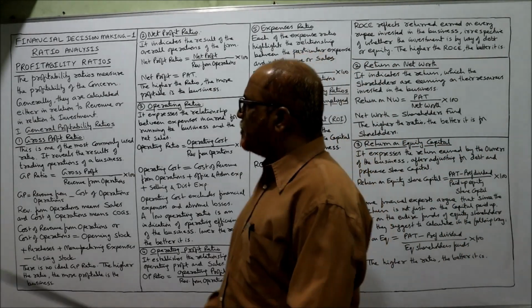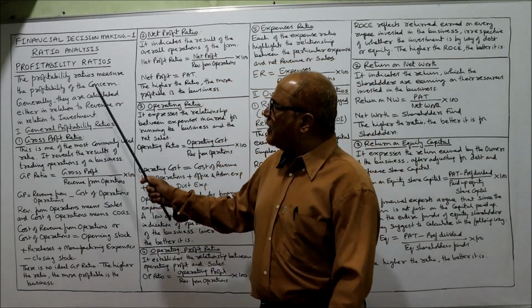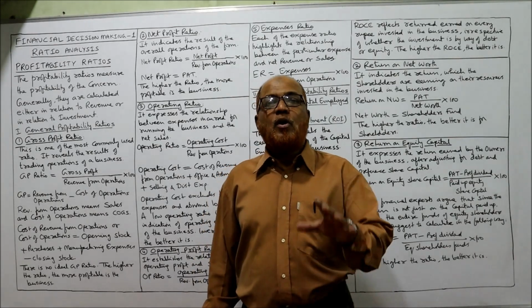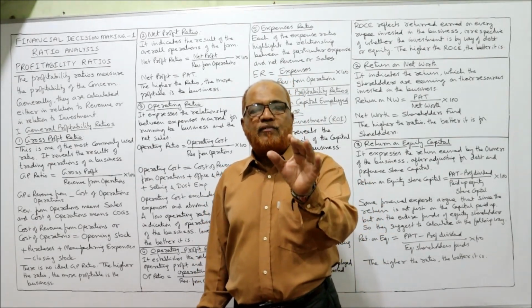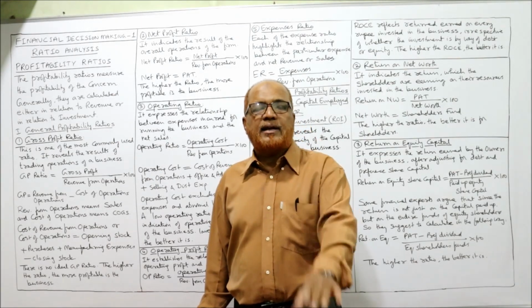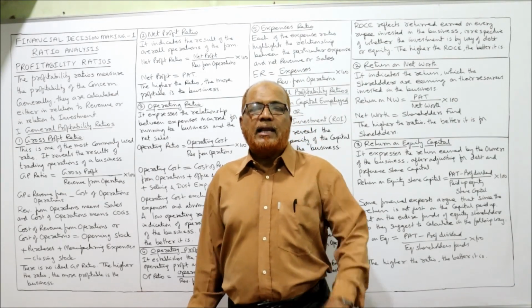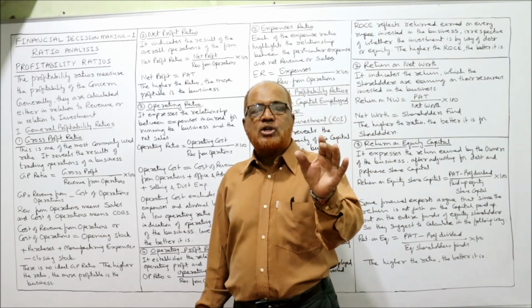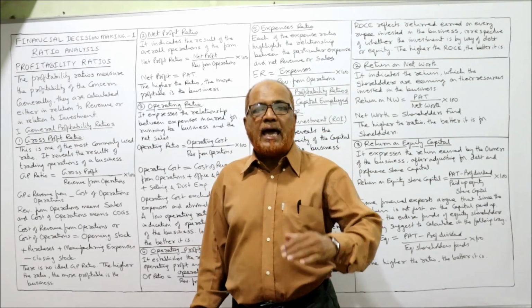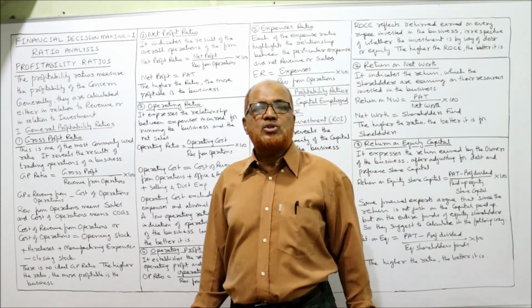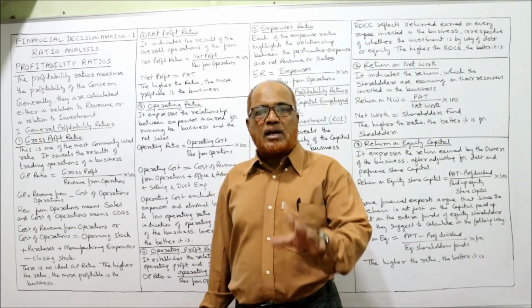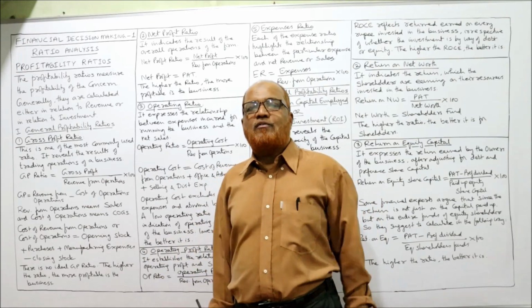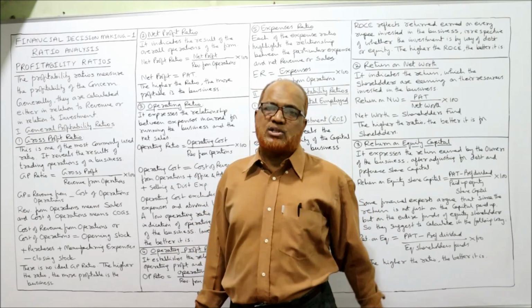Profitability ratios. The profitability ratios measure the profitability of the concern. See here, every type of ratio will concentrate on a particular function. Like liquidity ratios will focus on the ability of the business to pay the debts on time. Similarly, the capital structure ratios are concerned with the combination of owners fund and outsiders fund.